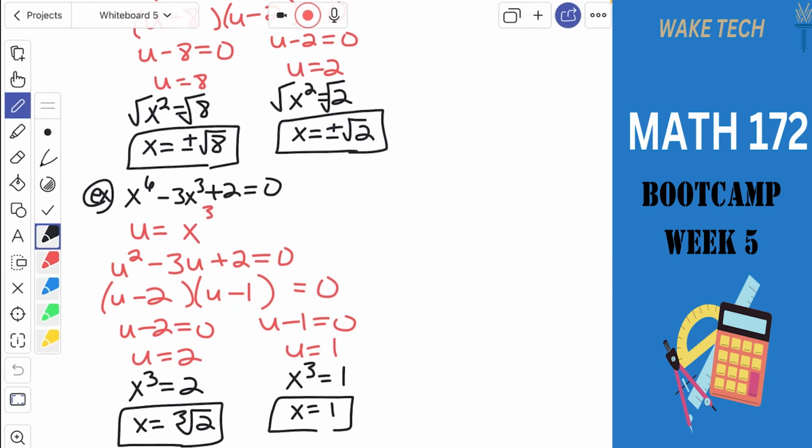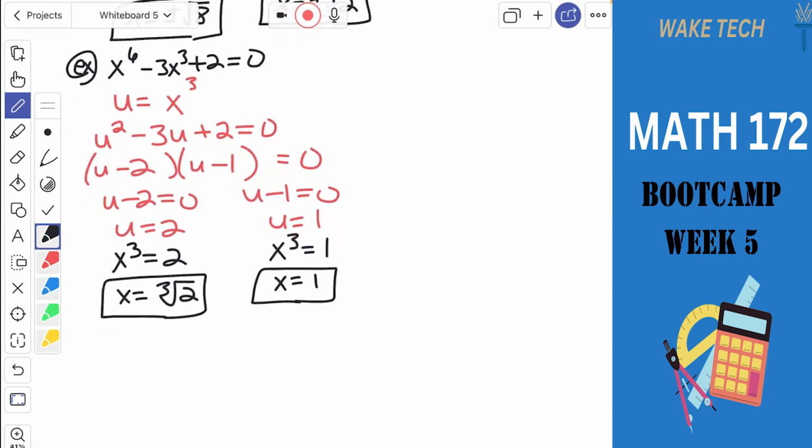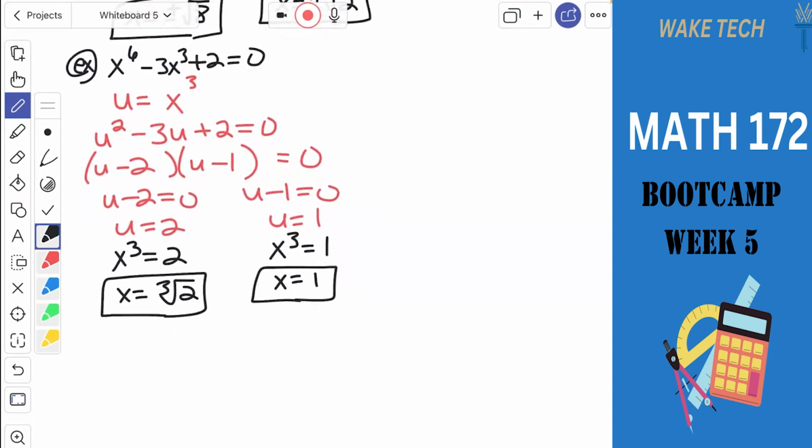Questions about that one? So it's not plus or minus the cube root because it just ends up being positive at the end, right? The plus and minus only comes up with even roots, so square root, fourth root, sixth root, but we don't put the plus or minus with odd roots. Okay.